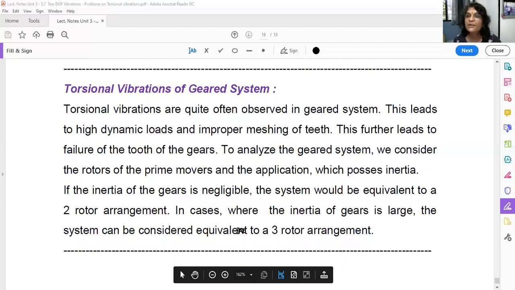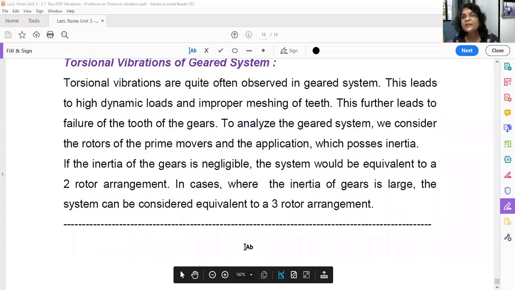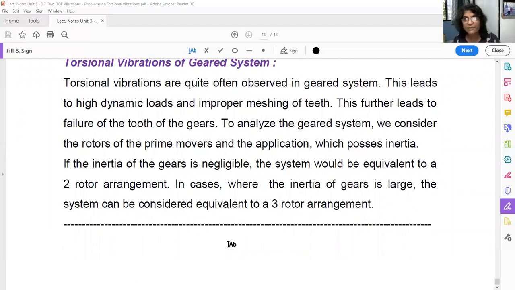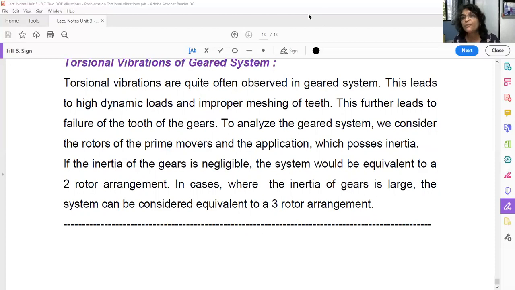So if a problem comes on the 3 rotor system or with the geared system, you have to always neglect the inertia of the gears. Rather, that inertia will not be given in the problem only. Understood? So I think you have understood the total unit number 3, which is completely on 2 DOF systems. It's actually a very easy unit. It only requires practice, solving a variety of problems. Thank you very much. Next we will be starting either unit number, I think 5, not 4. Okay, thank you very much.